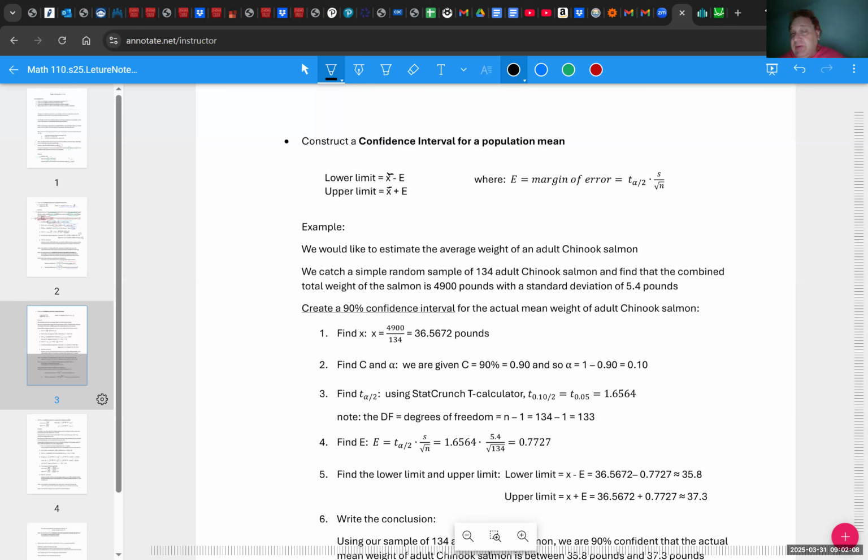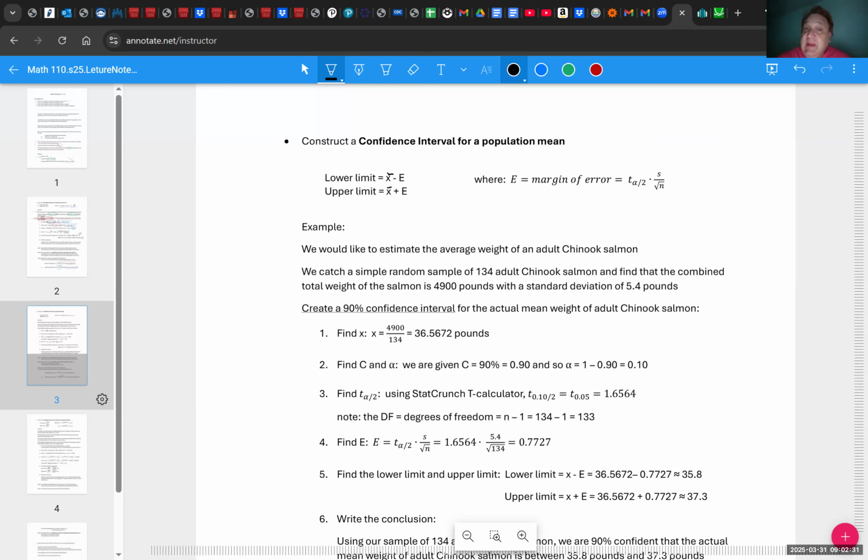So we have a T alpha over 2, which I'll show you how to get. It's very similar to Z alpha over 2. The process is almost identical. And then you have S over root N, where S is the standard deviation of the sample and N is the sample size. Okay, so let's just do an example so I can show you all this, actually doing it out instead of just talking around it.